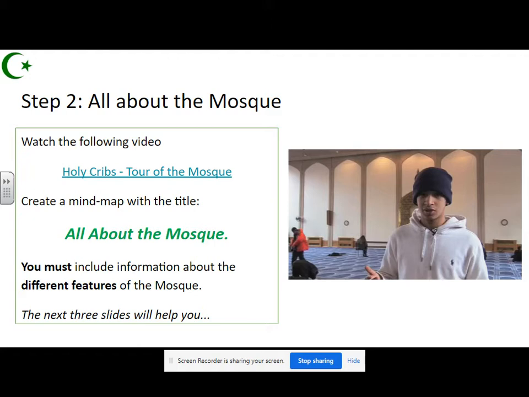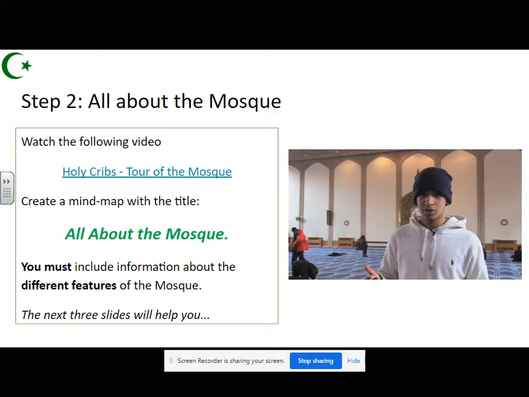You're aiming for keywords and key terms and details only. Okay, try to avoid copying and pasting large chunks of text, but kind of shortening it down or minimizing it down so it's useful for you as an overview when you are talking about the mosque. Okay, it's always very good to include pictures.